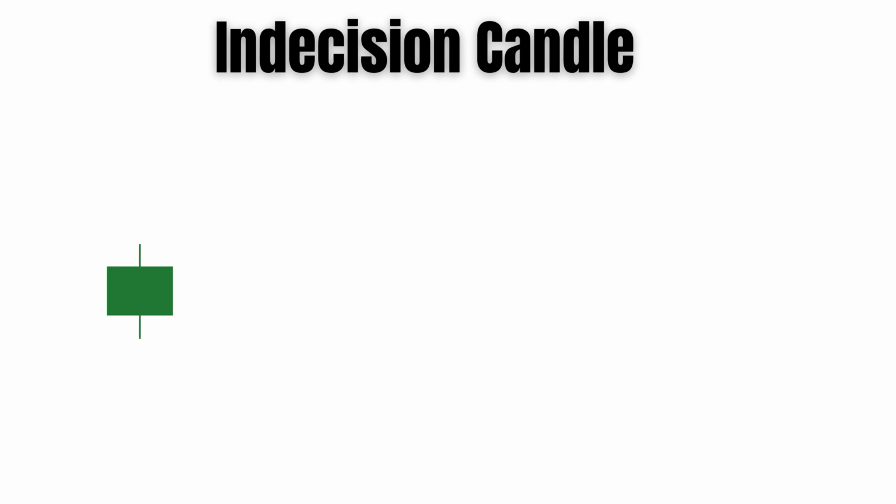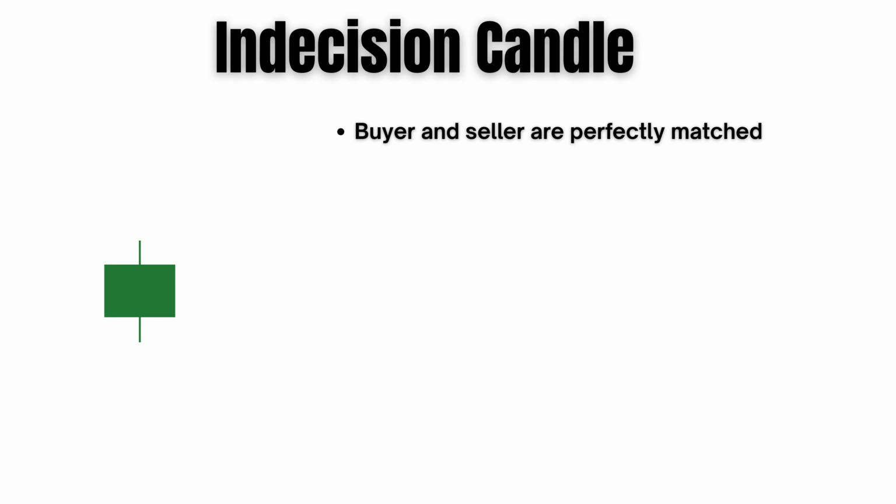The third major type is the indecision candle, where buyers and sellers are perfectly matched. It has a small body and roughly equal wicks on both sides. Indecision itself is not something to trade. It's like the market putting up a pause sign. But that pause contains valuable clues.